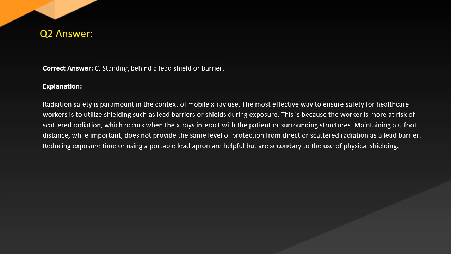Maintaining a 6-foot distance, while important, does not provide the same level of protection from direct or scattered radiation as a lead barrier. Reducing exposure time or using a portable lead apron are helpful but are secondary to the use of physical shielding.